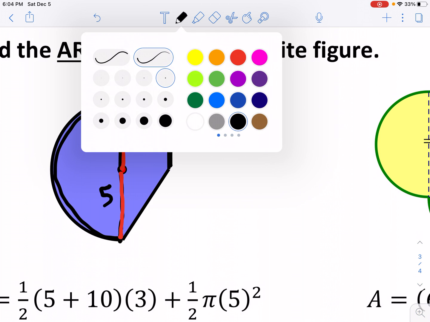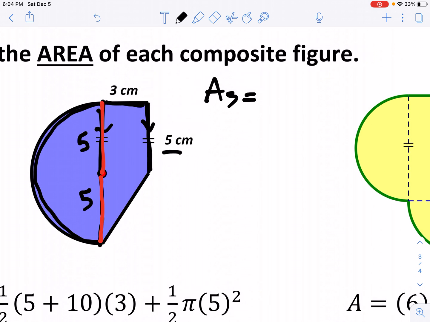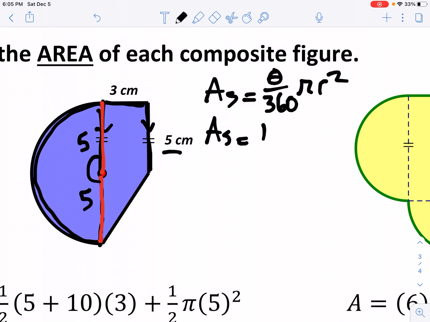So let's work through this example here, okay? Let's find the area of the semicircle. Maybe we could say AS, okay? In which case, the area of the semicircle here is kind of like the sector problem we're working with. We have theta, the central angle, divided by 360 times pi r squared, okay? So we have the area of our semicircle is going to be, in this case, if we have a semicircle, what is this angle here? 180 degrees, right? 180 degrees forms a straight line. So we have 180 out of 360 times pi r squared.